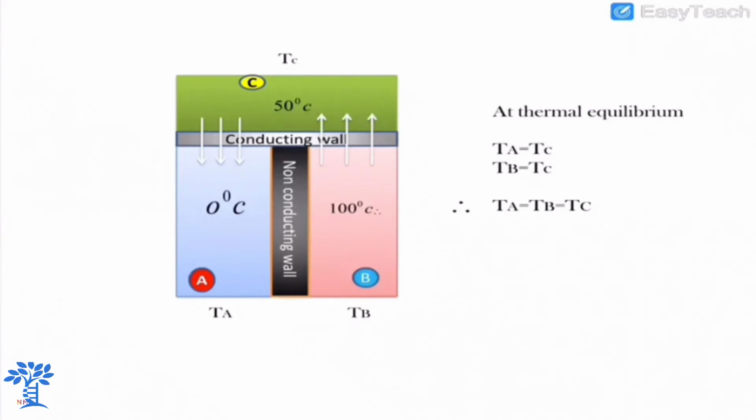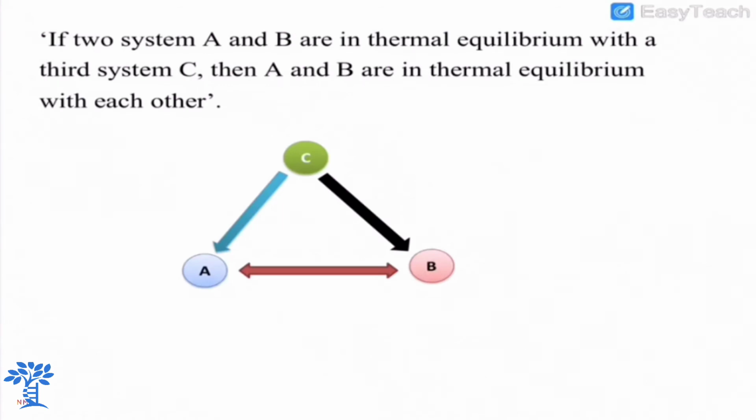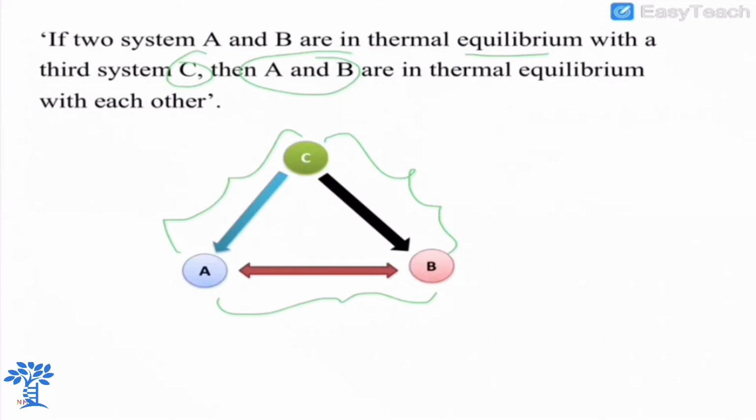Now, by the zeroth law of thermodynamics, TA equals TB equals TC. That means the temperatures of the systems A, B, C are equal. That means A, B, C are in thermal equilibrium with each other. Once again, if two systems A and B are in thermal equilibrium with a third system C, then A and B are in thermal equilibrium with each other. That is, if A is in thermal equilibrium with C, then C is also in thermal equilibrium with B. Automatically A and B are in thermal equilibrium with each other. It is the zeroth law of thermodynamics.